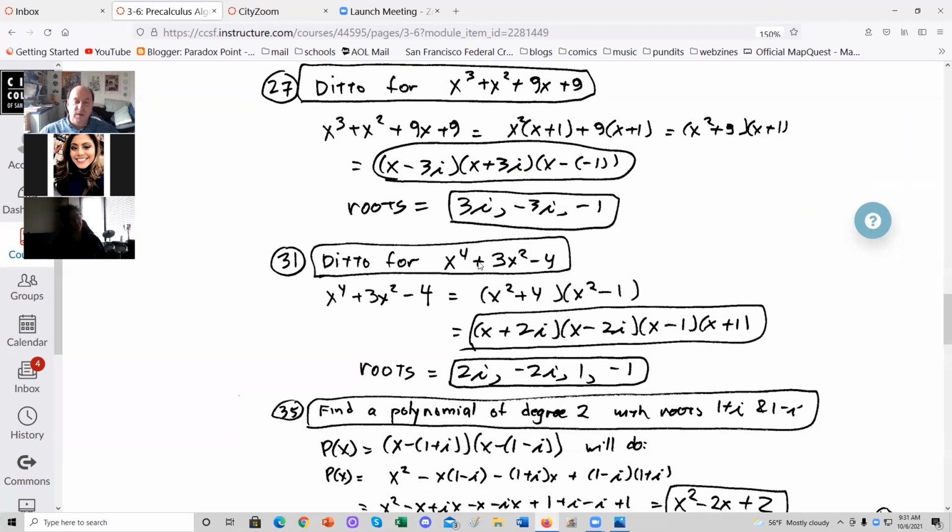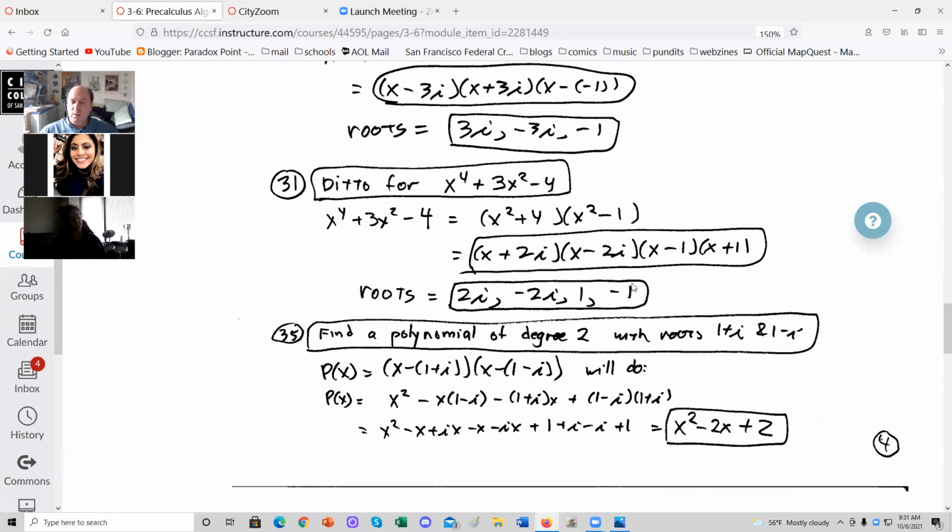Now let's factor x to the fourth plus 3x squared minus 4. This factors into x squared plus 4 times x squared minus 1. X squared plus 2 squared factors into x plus 2i times x minus 2i. X squared minus 1 is x minus 1 times x plus 1. So the roots are negative 2i for this, 2i for this, 1 for this, minus 1 for this.